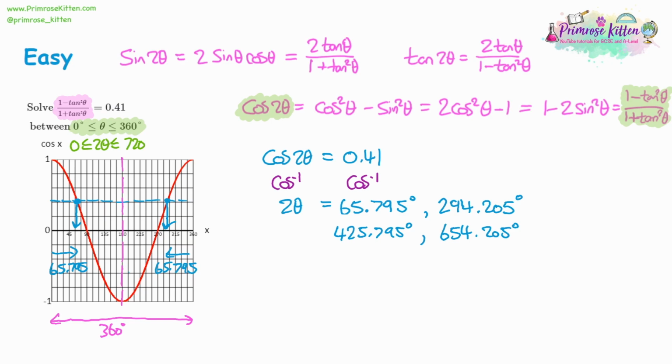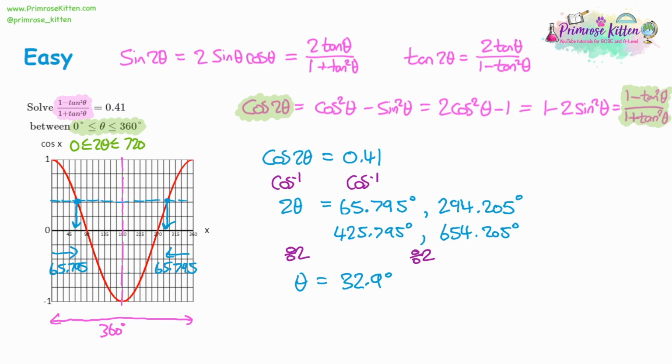Now, for our last step, we just want to divide both sides by 2. And I'm going to write the final answers to 1 decimal place. So theta is going to equal 65.795 divided by 2, which gives us 32.9 degrees to 1 decimal place. And there shouldn't be any rounding errors here like the last question, because I've gone from 3 decimal places to 2 decimal places. So there's plenty of room for any errors to kind of cancel themselves out there.